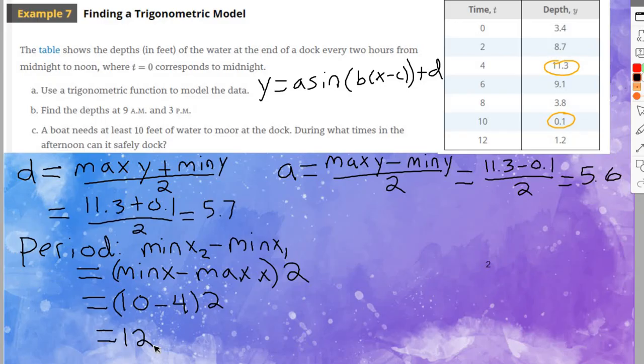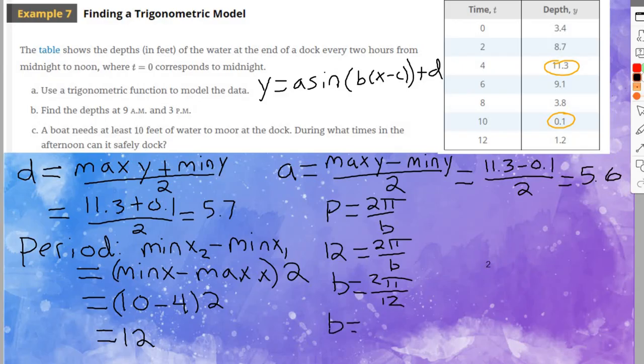So then again, we're doing the same thing we did last time. I'm going to take our period equals 2pi divided by b. So now we know that our period is 12. So I'm going to multiply by b and divide by our 12. So our b this time is pi over 6.